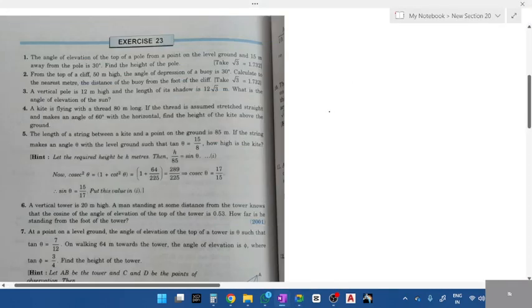Fine. What do you mean by elevation, students? What is elevation and what is depression? Is it above the ground level or below? Above the ground level is known as elevation. When you look at something on top, from the eyes, from the horizontal view to the top, it is known as elevation.